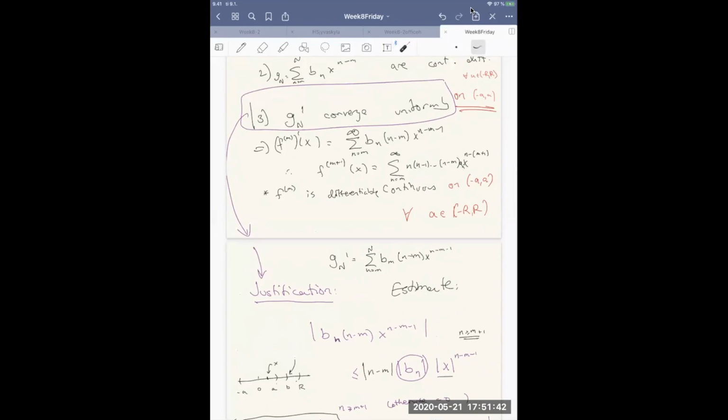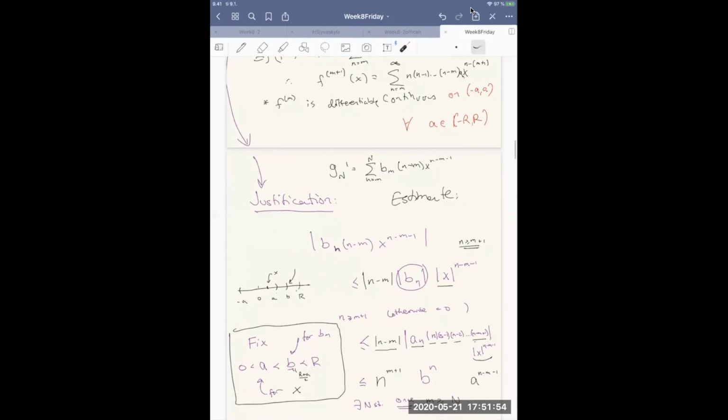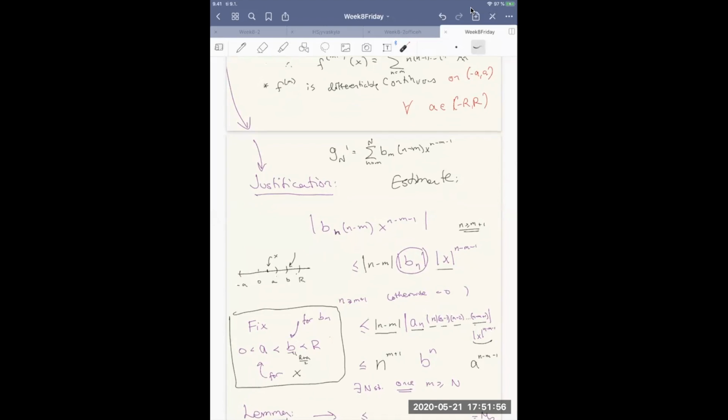So out of these three assumptions, 1 is the induction claim, 2 is automatic because we are polynomial, so 3 is what we need to show, so we get the n plus 1 claim. And let's justify 3. We want to show that this series converges uniformly on minus A, A, where A is arbitrary. To do that, we will use the Weierstrass M test to find a bound by Mn.